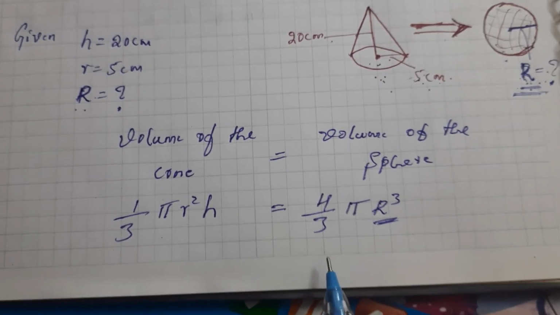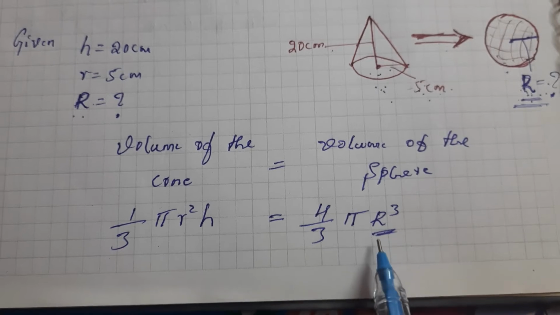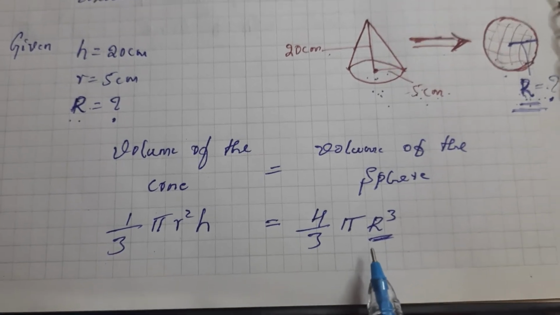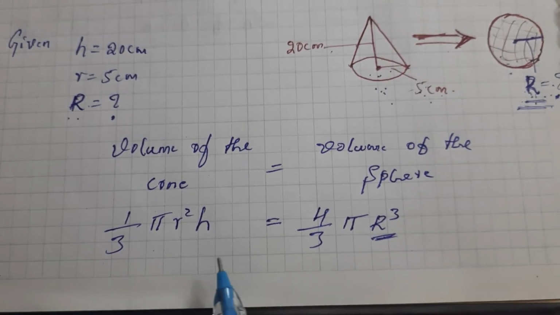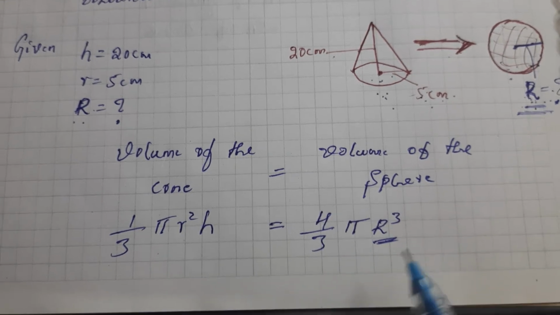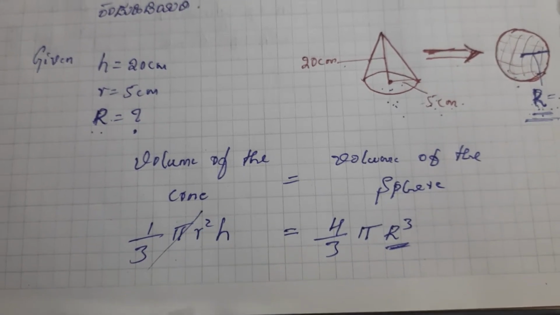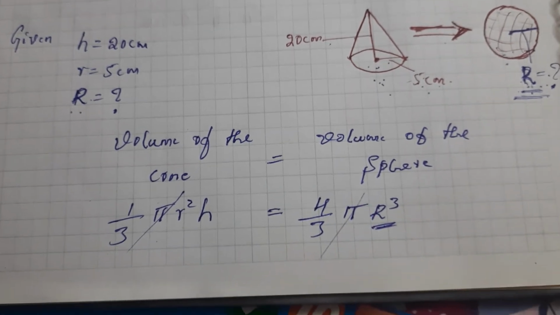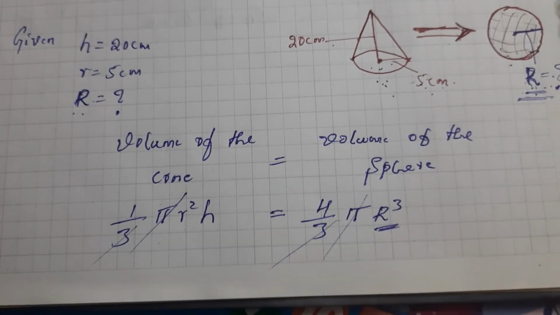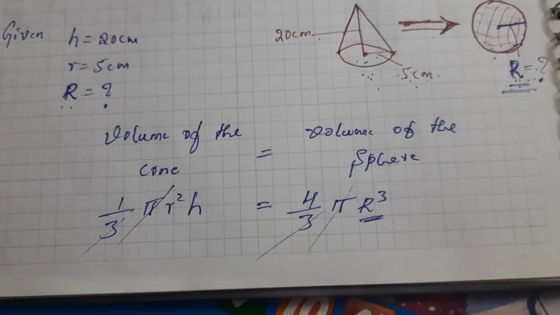Before you substitute the values, first you have to cancel out whatever is the same. That is, 5 gets cancelled on both sides, 3 gets cancelled on both sides.